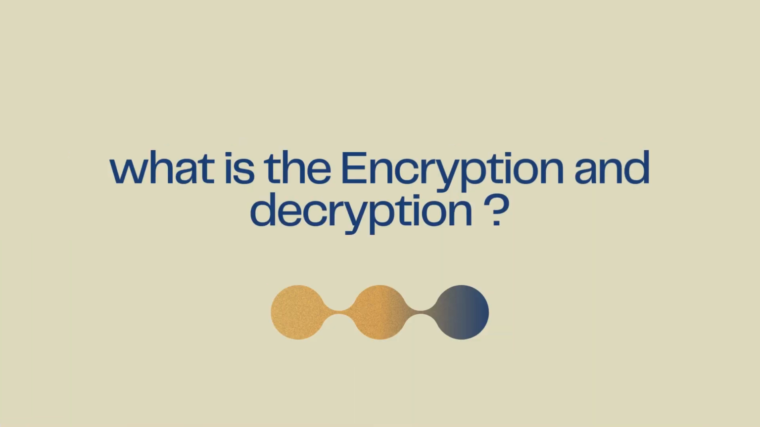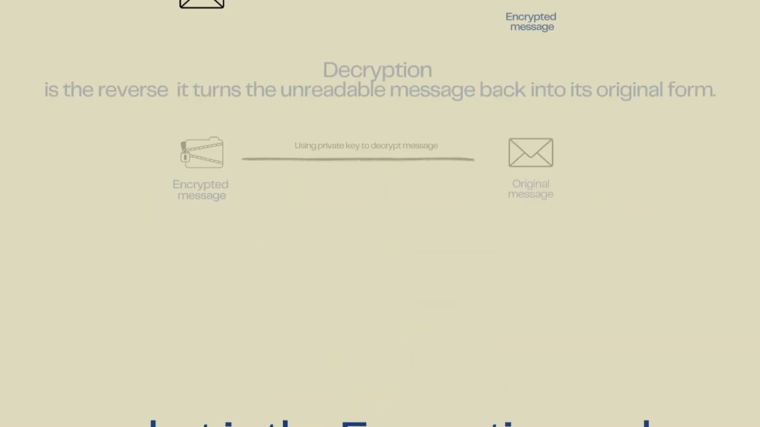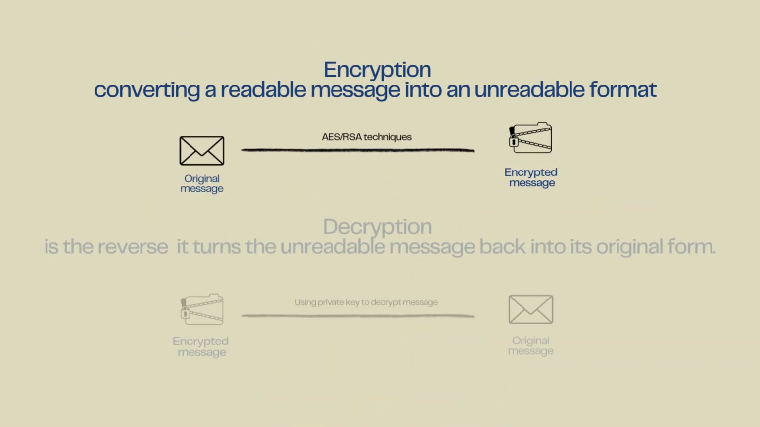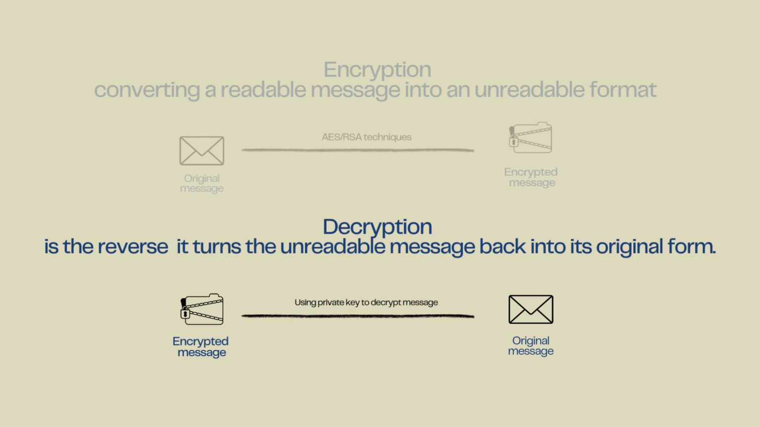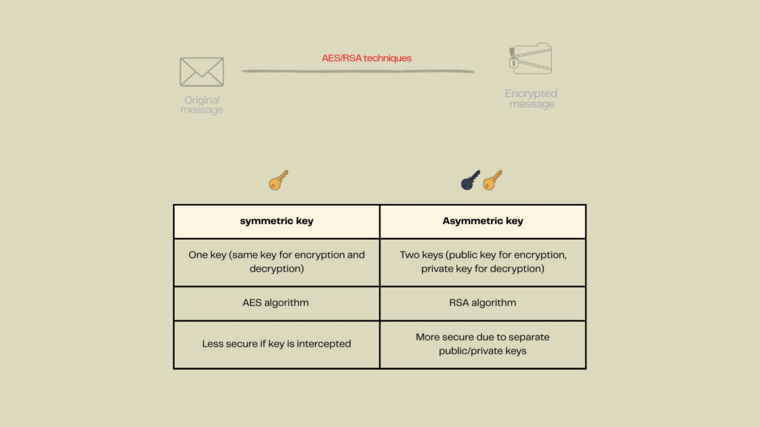What is encryption and decryption? Let's start with the basics. Encryption is the process of converting a readable message into an unreadable format so that only authorized people can understand it. Decryption is the reverse, it turns the unreadable message back into its original form. Let's talk about AES and RSA, two powerful encryption algorithms, and how we can apply them.